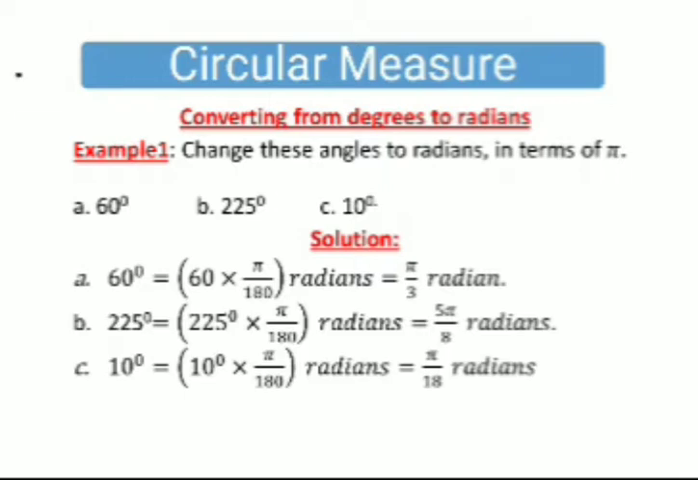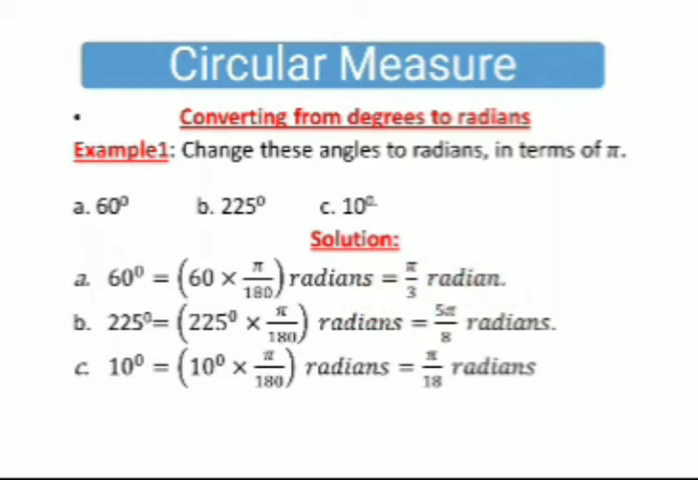Now let's quickly look at the first example. Converting from degrees to radians, change these angles to radians in terms of pi. Number one, 60 degrees, 225 degrees, 10 degrees. For 60 degrees, we said just multiply by pi over 180. So 60 multiplied by pi over 180: 0 cancels 0, 6 divides into 6 once and into 18 three times. So we have pi over 3 radians.